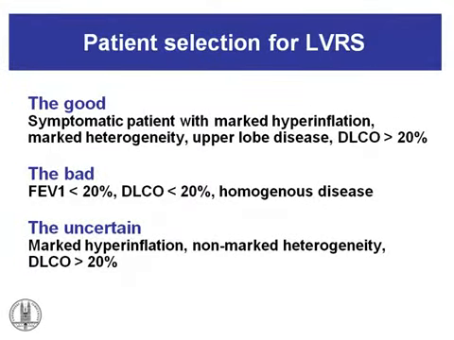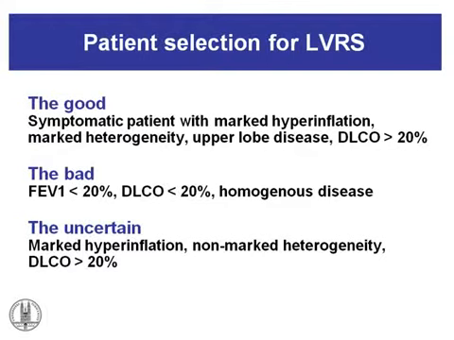So, how shall we select patients in the future? The good ones are the ones symptomatic, with marked hyperinflation, marked heterogeneity. We have heard this very clearly from Joel Cooper: upper lobe disease. The bad patients, and these patients you should not touch: CO diffusion capacity below 20% or FEV1 below 20% and homogeneous disease.